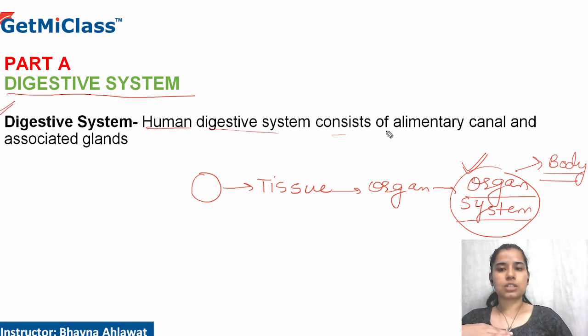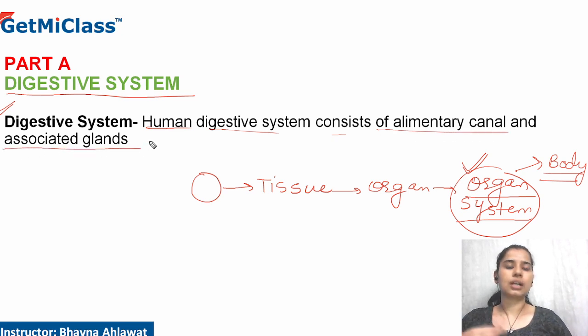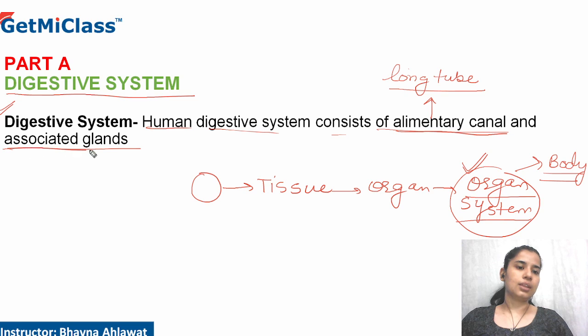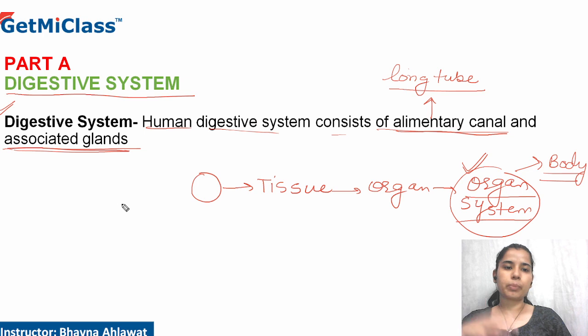So the digestive system consists of the alimentary canal and its associated glands. Now, what is this alimentary canal? The alimentary canal is a long tube-like structure which helps in the passage of food from one opening to another opening, and through this passage digestion is happening. Then there are associated glands which help in the digestion. They are not exactly in the middle of the long tube-like structure; they are on the lateral sides of the system, and they help in the process of digestion. Those are the associated glands.